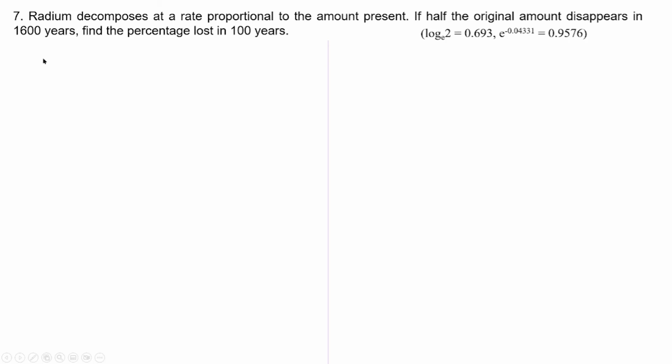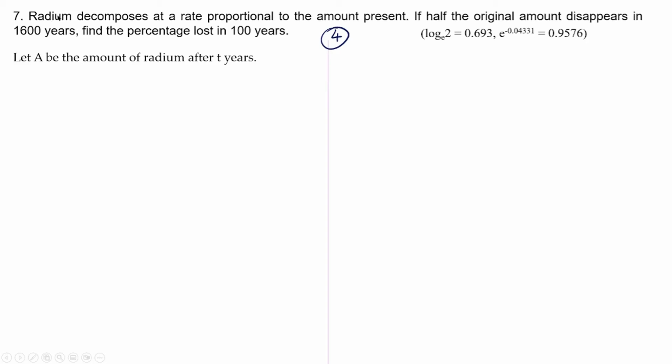Next question. Radium decomposes at a rate proportional to the amount present. If half the original amount disappears in 1600 years, find the percentage lost in 100 years. Here we need to consider the allocation of marks for such a question. If the allocated marks is 4, then we have to derive the model. If the allocated marks is less, we can write the model directly and find the answer. So here I am assuming this is for 4 marks and let us derive this model.